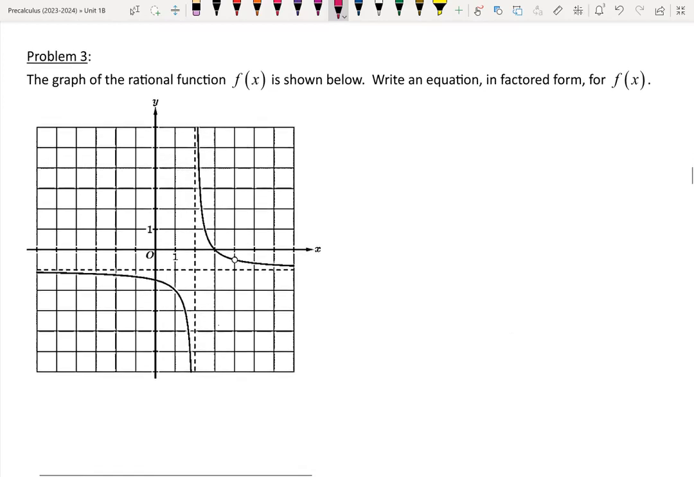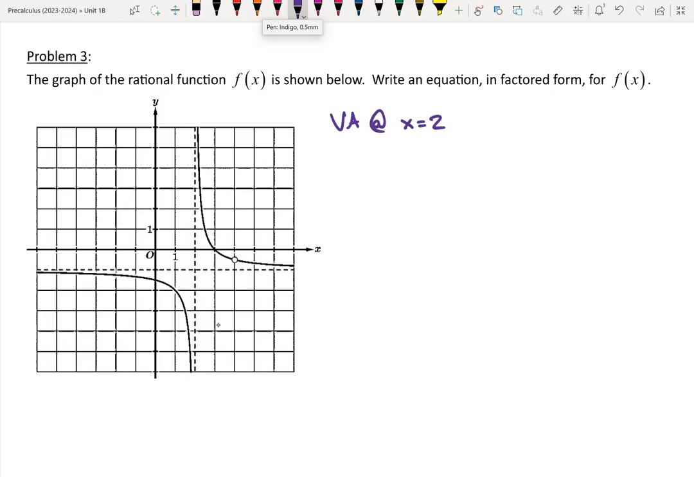So we have this problem here, problem number 3. We have the graph of a rational function f of x shown below. We want to write an equation in factored form for f of x. So we want to identify all the key information that we have here, and then how would we put that into an equation, right? Let's see what we have. We have a vertical asymptote. I see a vertical asymptote at x equals 2.